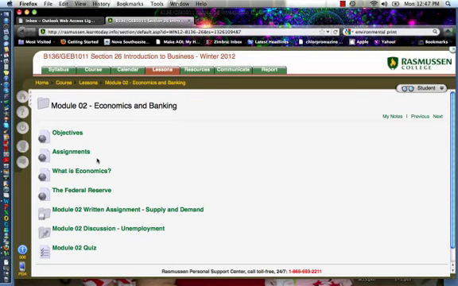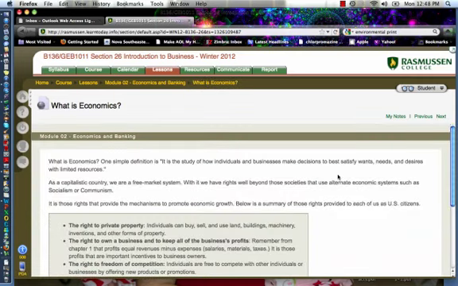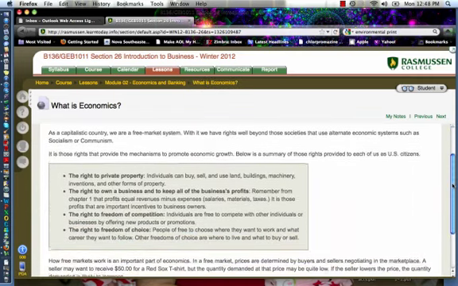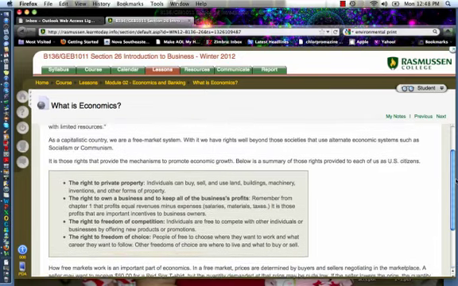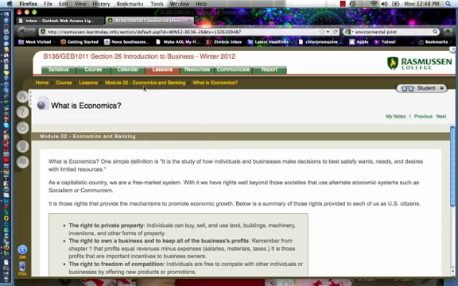When going through this section of Module 2, you'll see the titles What is Economics and the Federal Reserve. These are just some readings for you to take a moment to look through. I'll just click on them so you can see what they're supposed to look like when you go in. So make sure to read through this information, and if you want to take down any notes, please feel free to do so.